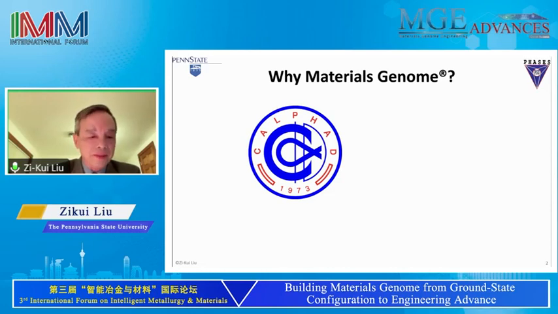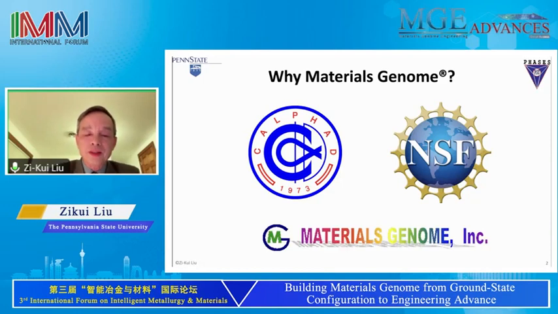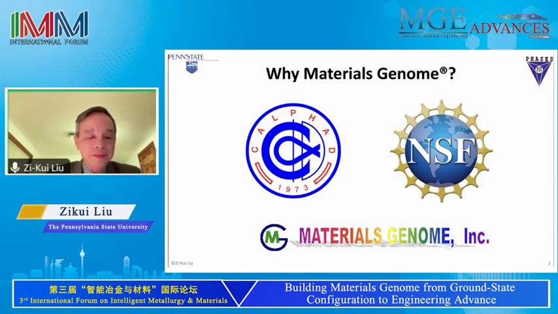First is CALPHAD modeling, calculating phase diagrams. I started in 1973. And of course, then support came from the National Science Foundation in the United States for our projects. I will mention that in a minute. And then, as you know, in the United States, most of the professors have a consulting company, at least some of them. So I started a company in 2002 called Materials Genome Incorporated. So these three things made me think that materials genome is the future for materials research.